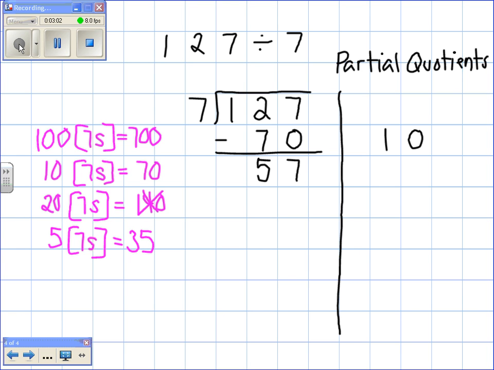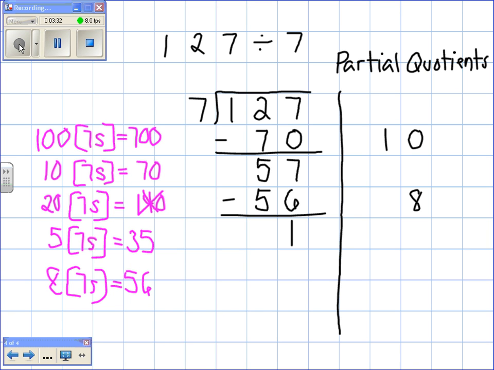But that's too small. I know that 8 sevens is 56. That's pretty close. So let's try 8 sevens. So we're going to put 8 under the partial quotients column because we know that 8 times 7 is 56. And then we'll subtract to see how much we have left to divide. So 57 minus 56 equals 1. So we have 1 remaining.